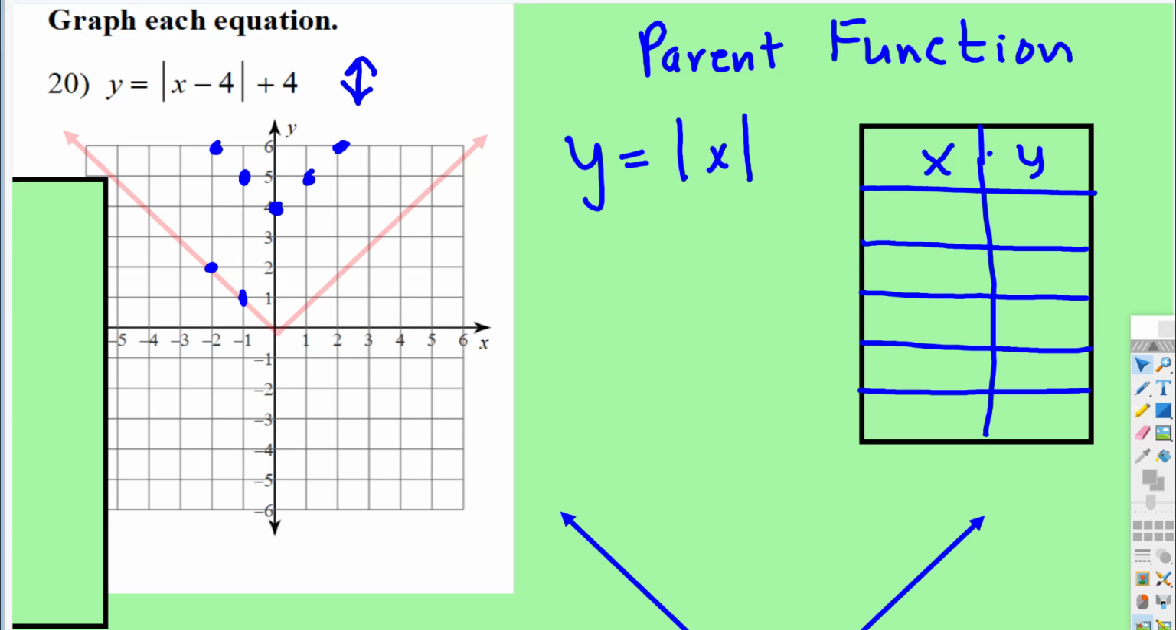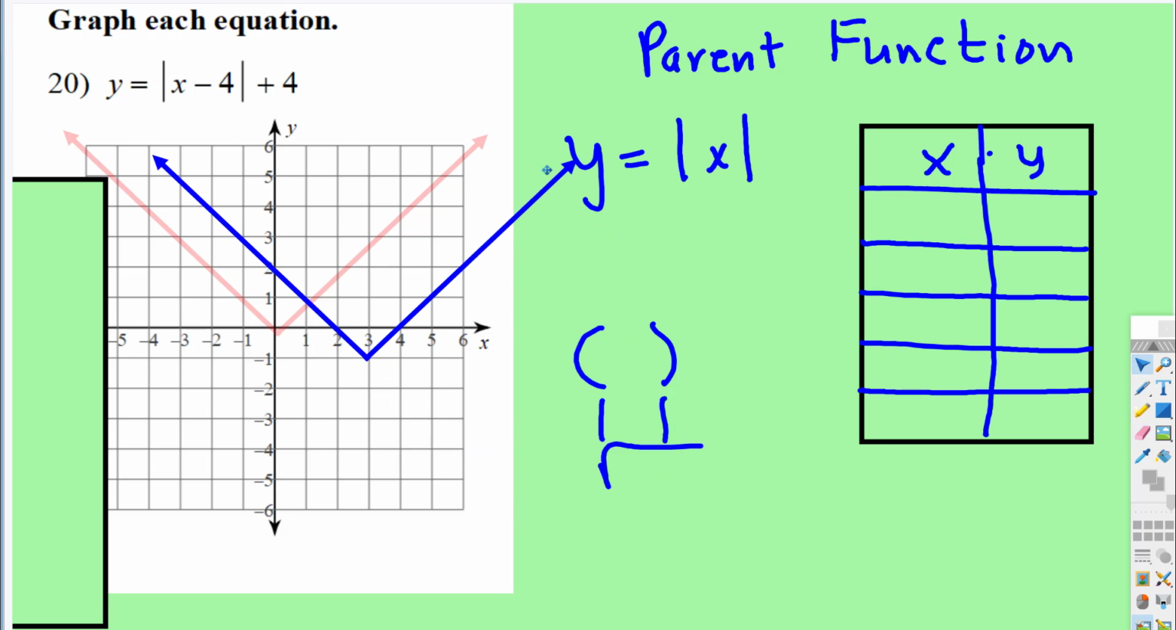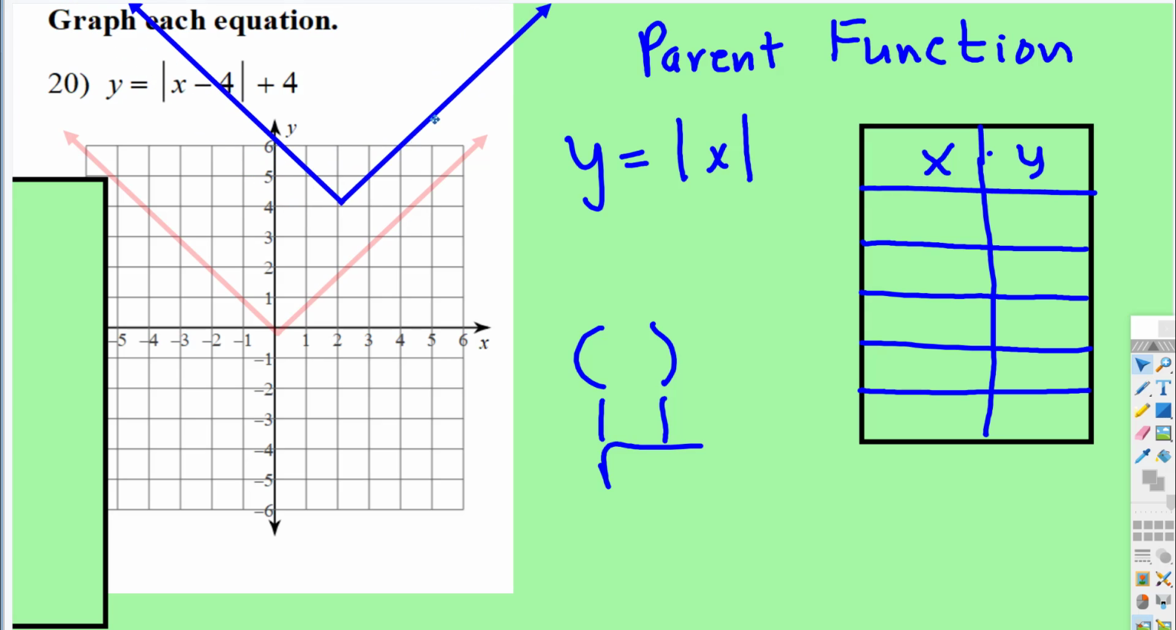Okay? This, when it's inside parentheses, absolute value or radicals with the x, you take the opposite direction. So the opposite of -4 is +4. So now we're going to move all of these in the positive direction over 4. You get the idea? So that transformed graph, let me erase all of this now. That transformed graph, we're going to take this graph and move it up 4 and to the right 4.